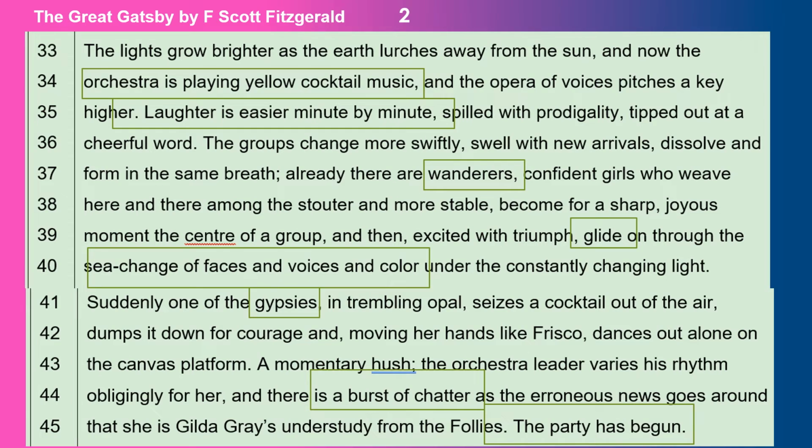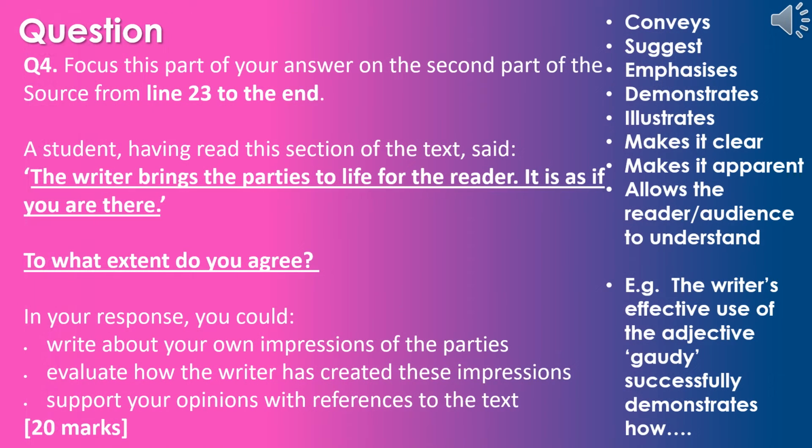The party has begun. Here is the question again, and some important terminology to help you answer it. Instead of saying the writer says, you could say the writer conveys, suggests, emphasises, demonstrates, illustrates, makes it clear, makes it apparent, allows the reader or audience to understand, etc. An example sentence might be, for example, the writer's effective use of the adjective gaudy successfully demonstrates how.